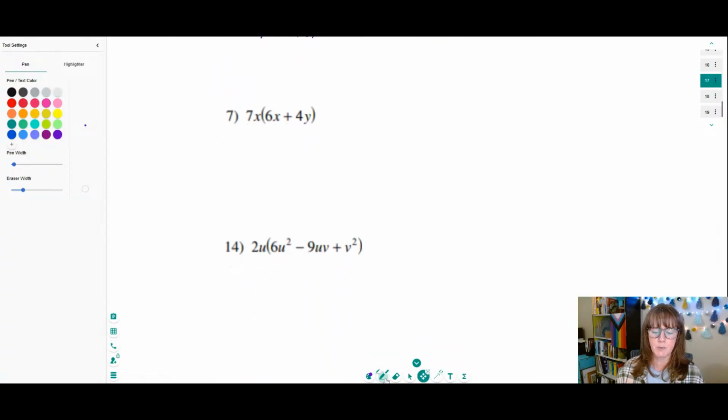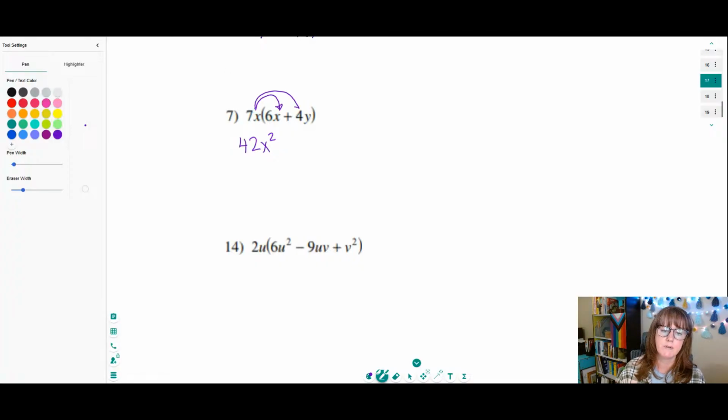All right, let's go to problem 7. So we're going to do the same thing. The only thing that's different about this one is that we have 2 different variables, and that's okay. So the same process here. So 7x times 6x, we're going to multiply those numbers. So 7 times 6 is 42. And then x times x is x squared. So that's pretty similar to what we saw before.